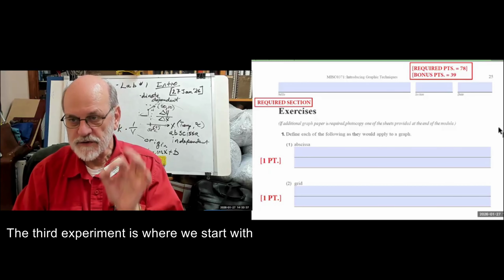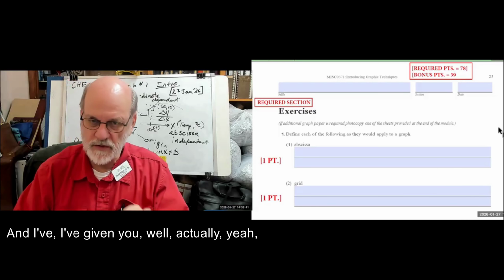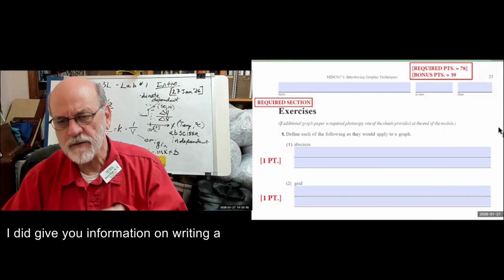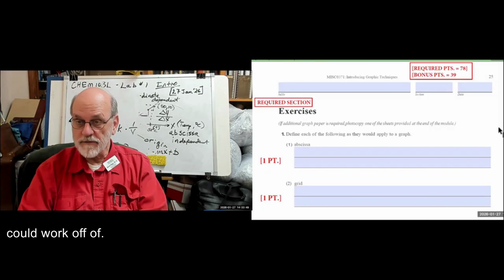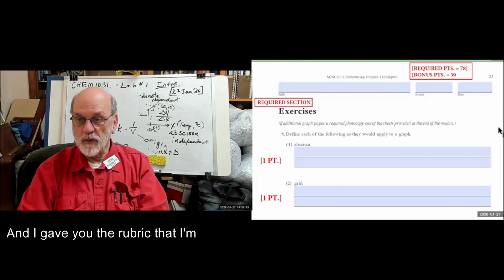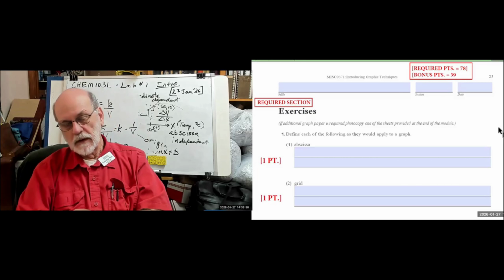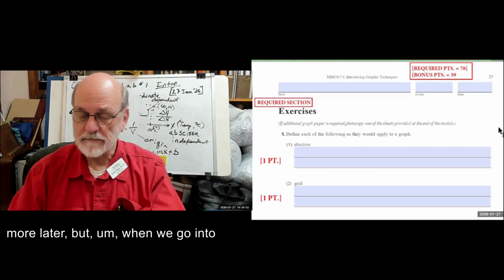The third experiment is where we start with the formal reports. I did hand them out. I did give you information on writing a formal report. I gave you a sample report that you could work off of, you could imitate. And I gave you the rubric that I'm going to use to grade, so you know what I'm looking for. And then we can talk about it more later.